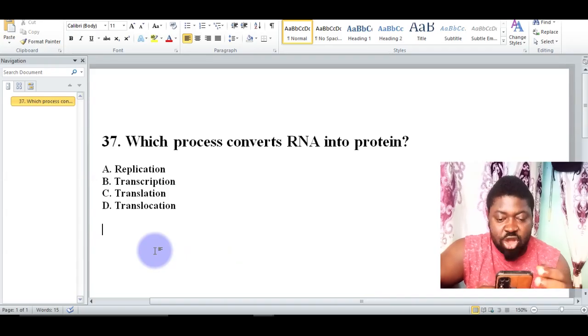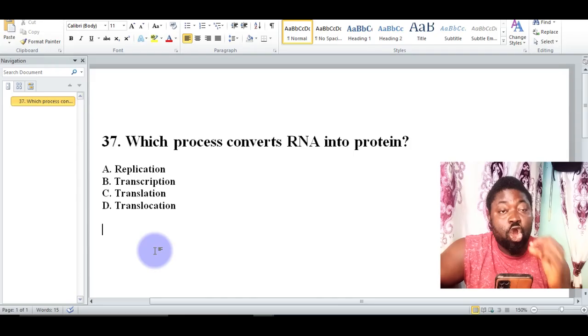Which process converts RNA into protein? We have A, replication. B, transcription. C, translation. And D, translocation. Which here is correct? In fact, if you look at it very critically, you are going to note that the C option is the correct one, which is translation.